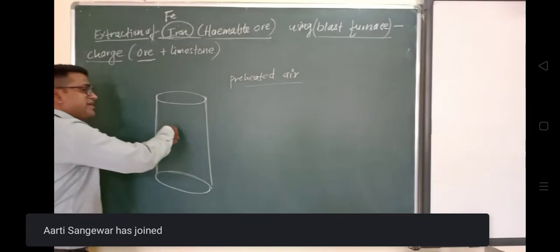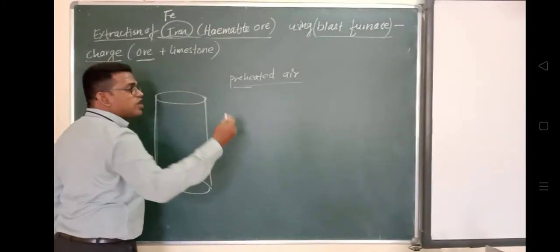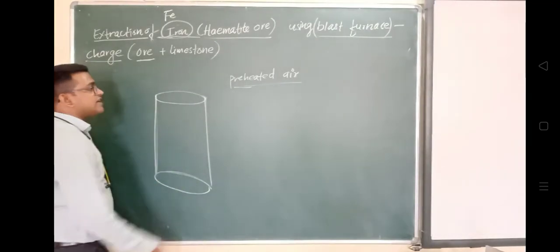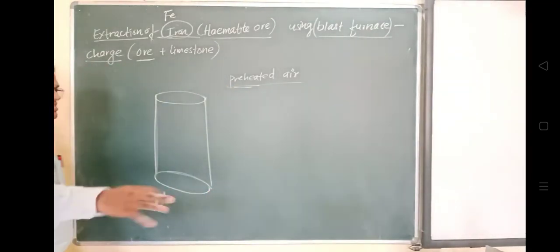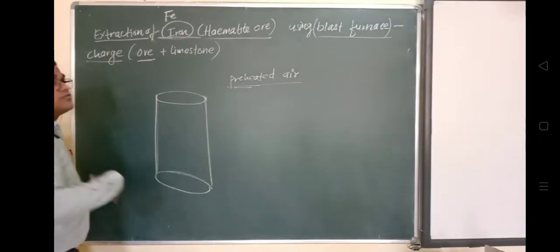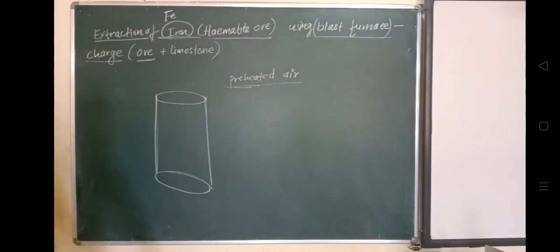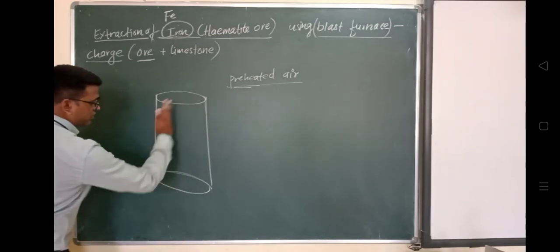So charge and hot air come in contact with each other. Now look here, the stack is nothing but our charge. This is our charge, which will be inserted inside this blast furnace. That's why it has a stack. So now the charge is coming down.